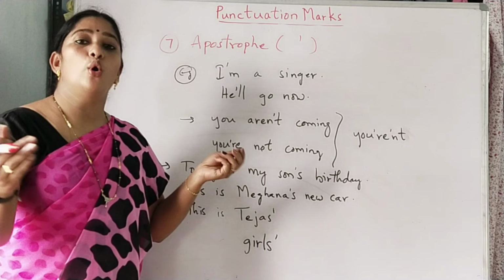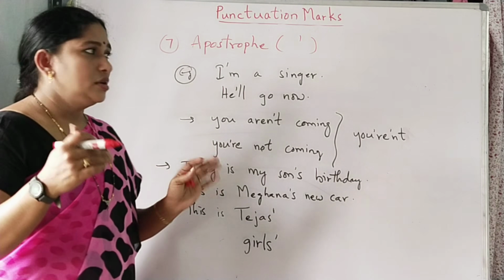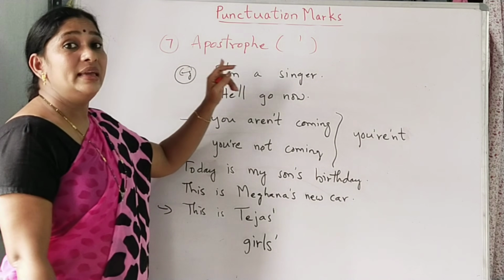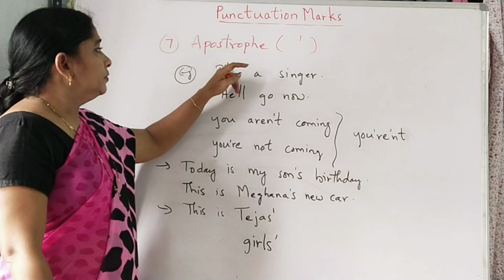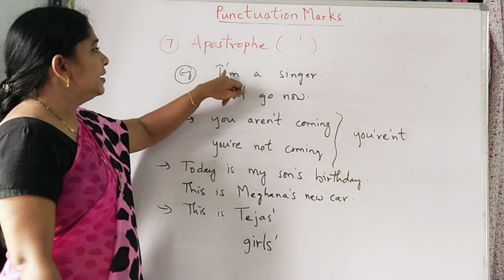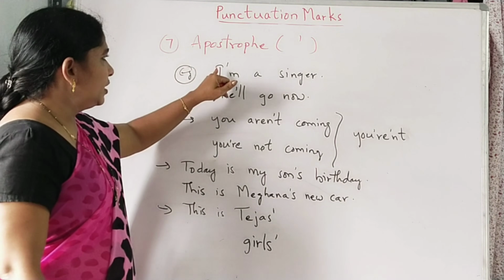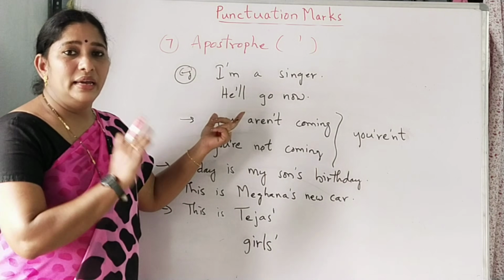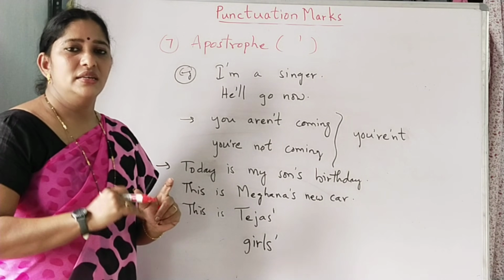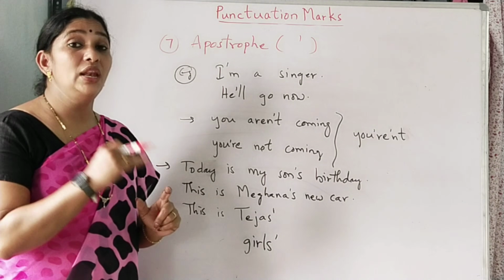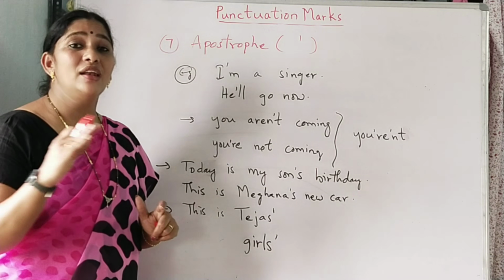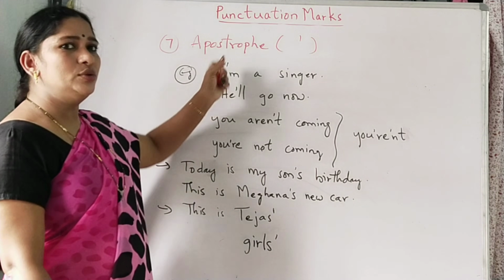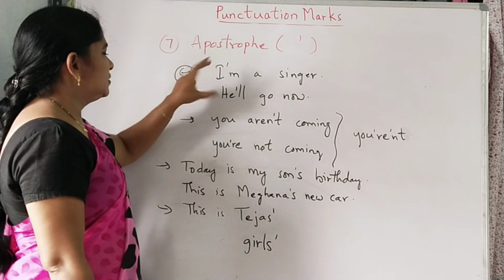Apostrophe is used for contraction. Contraction means making it short. Here you see I am. We removed the a there: am. When we write like that, we have to use an apostrophe there. He will, he'll, she'll, won't, will not, won't, cannot, can't. We contract the words. To contract the words, we use an apostrophe there. This is the first situation.